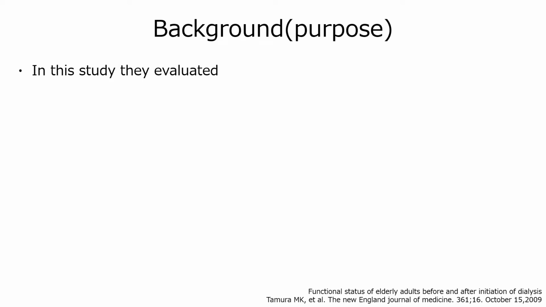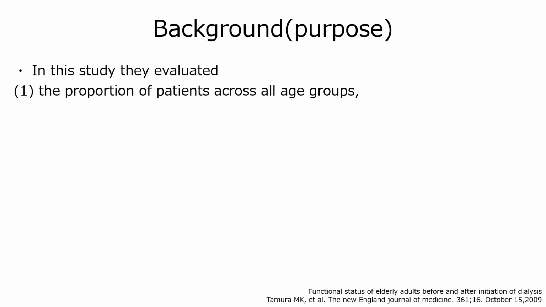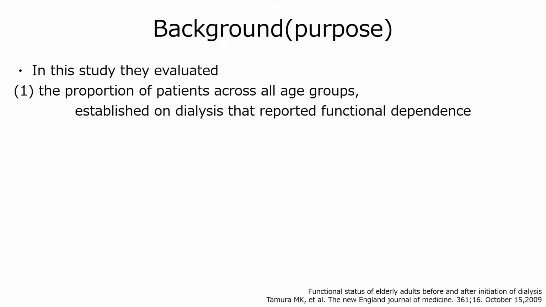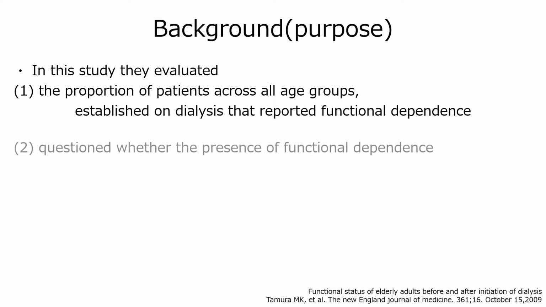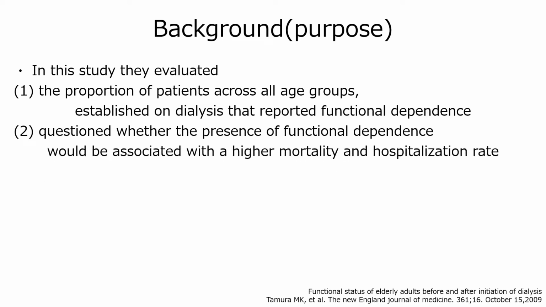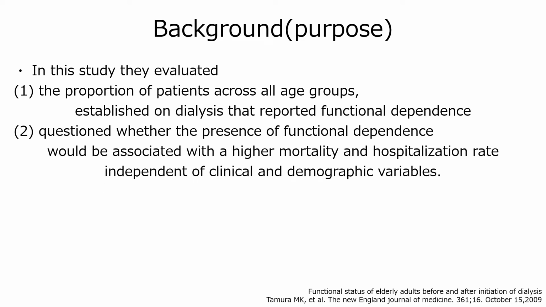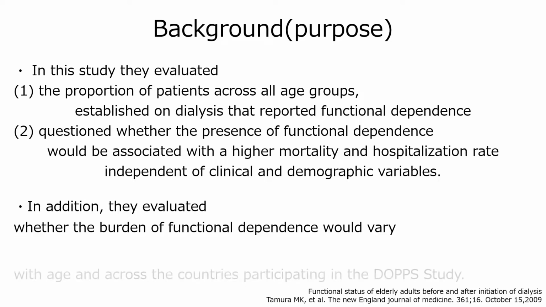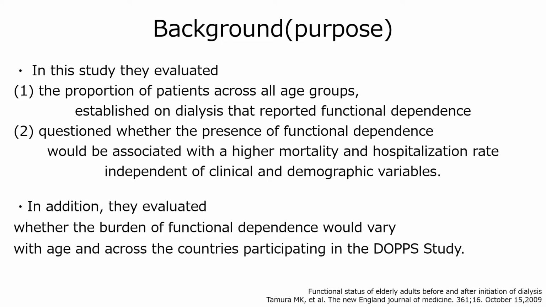In this study, they evaluated the proportion of patients across all age groups established on dialysis that reported functional dependence. They questioned whether the presence of functional dependence would be associated with a higher mortality and hospitalization rate independent of clinical and demographic variables. In addition, they evaluated whether the burden of functional dependence would vary with age and across the countries participating in the Dialysis Outcomes and Practice Patterns Study.